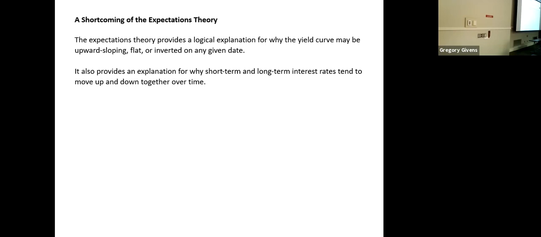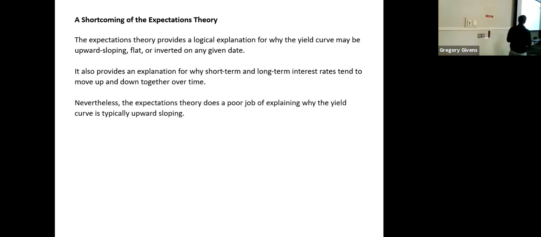You guys can just look at the term structure formula, right? If the short-term interest rate goes up, that should put upward pressure on the long-term interest rate. They're positively related to one another. And so we would expect then interest rates of different maturities to co-move together over time. The expectations theory, I think, does a pretty good job of explaining that.